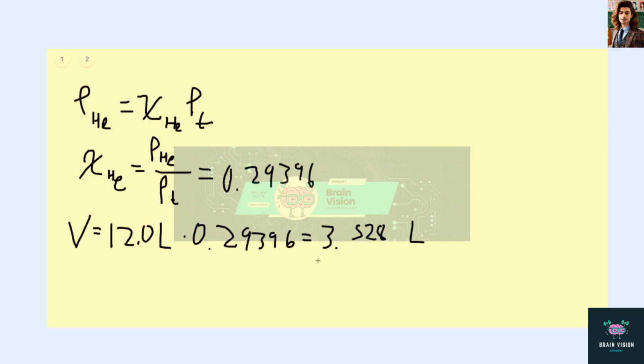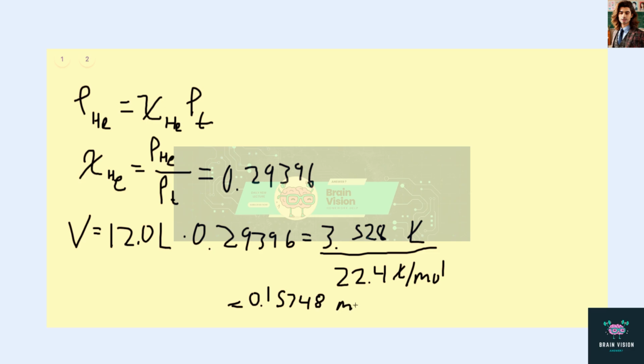Now that we have the volume of helium, we can divide by the volume of a single mole. We don't know how many moles we have, but we know that a single mole has 22.4 liters. By doing this division, our liters cancel, and we end up with how many moles of helium we have. When we do this, we find we have 0.15748 moles of helium.